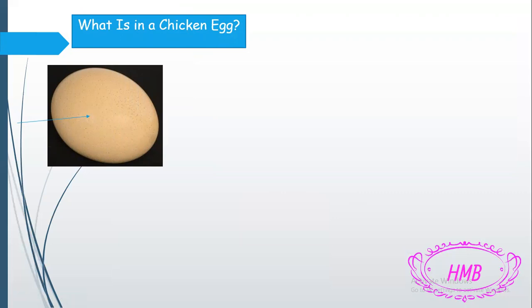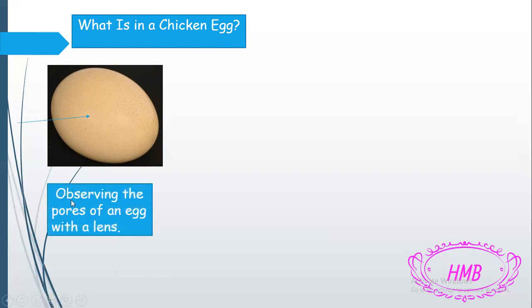First, we brought an oval egg, which is the egg of a chicken. As you can see, we studied it using the lens, and you can see that it has these dots on the egg. These are the pores found on the egg. And they are not just dots, they are pores. It means they are openings found on the shell of the egg.